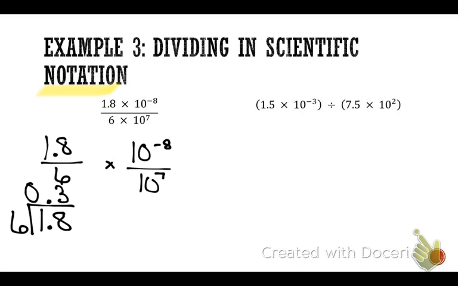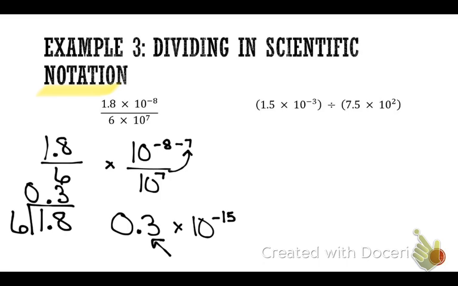Now we have to do quotient of powers here because we have the same base. So do I add or subtract my exponents? Subtract. So -8 minus 7. I bring up my 7 and subtract it. What's -8 minus 7? Yep, -15. So 0.3 times 10 to the -15th power.